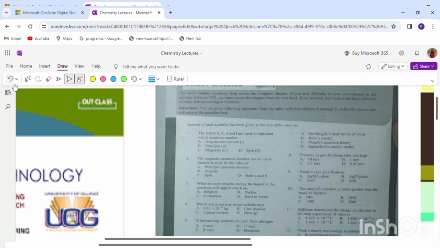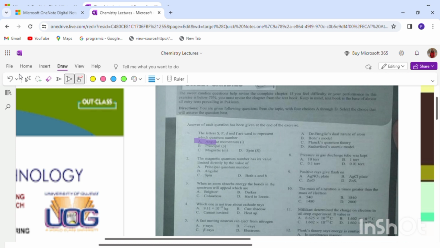Okay, so the first MCQ: the letters S, P, D and F are used to represent which quantum number? We have discussed 4 quantum numbers: the principal quantum number, the azimuthal quantum number, which is also known as the angular momentum quantum number, the magnetic quantum number, and last but not the least, the spin quantum number. The principal quantum number tells us about the shells, while the angular momentum or azimuthal quantum number tells us about the subshells, and S, P, D, F are the subshells, right? So the angular momentum or azimuthal quantum number tells us about the subshells.